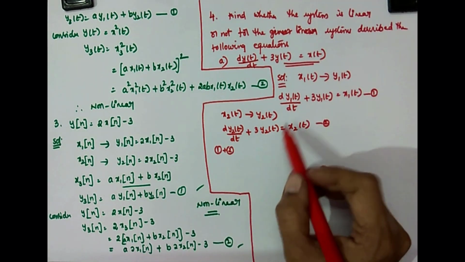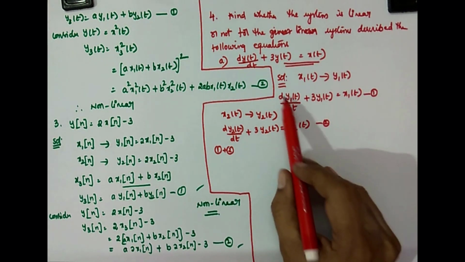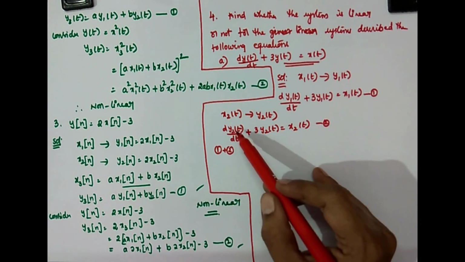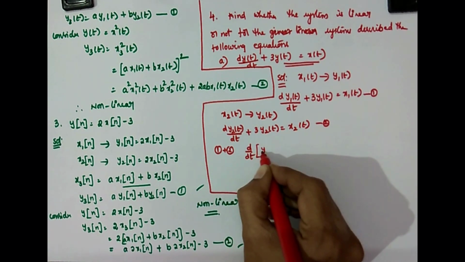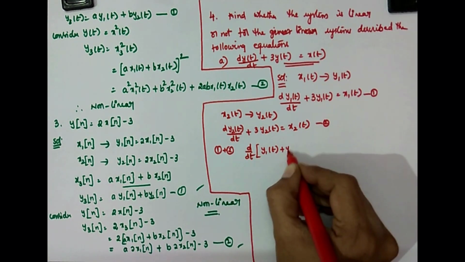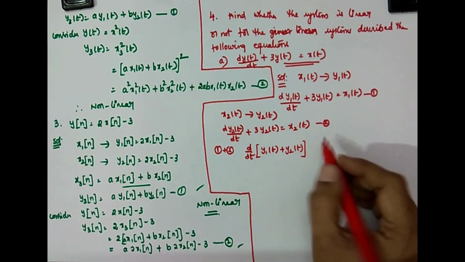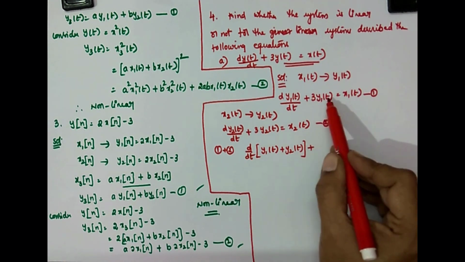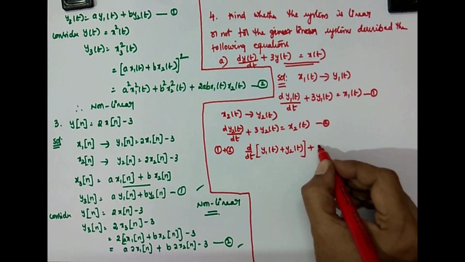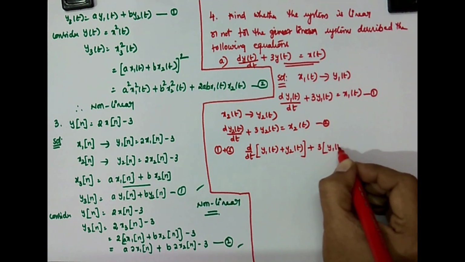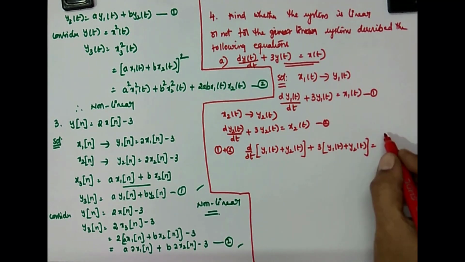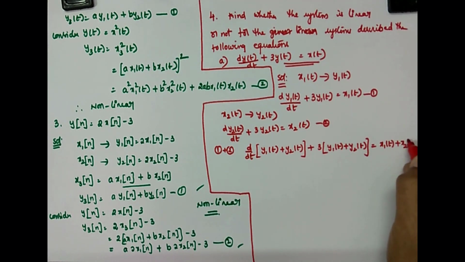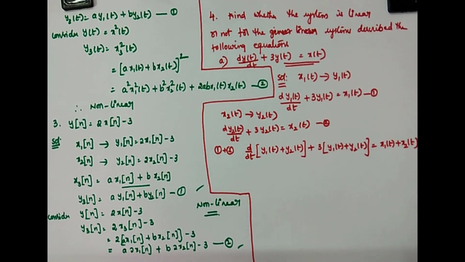If you add 1 and 2 equations, see here the first terms d by dt of y1 of t plus d by dt of y2 of t. So you can separate d by dt. Then go for y1 of t plus y2 of t. Plus. Next term 3 into y1 of t plus 3 into y2 of t. Take 3 common. y1 of t plus y2 of t is equal to x1 of t plus x2 of t. Let this be equation number 3.